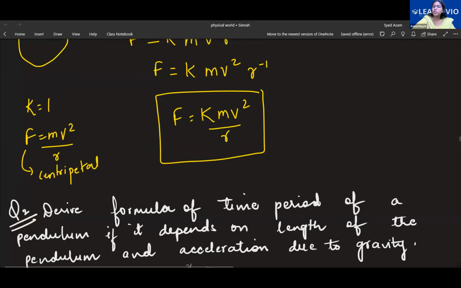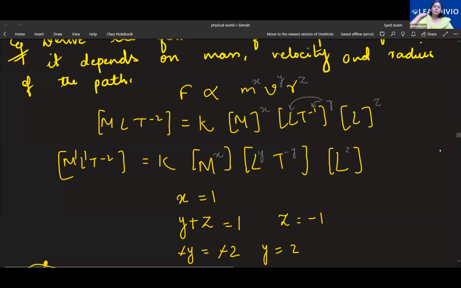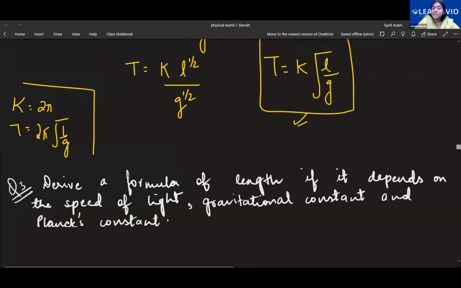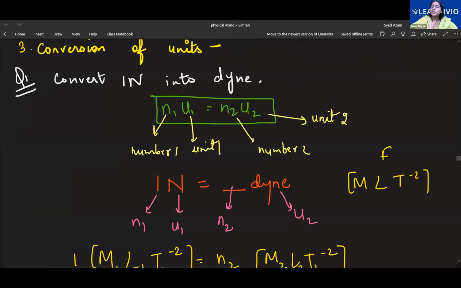You have to show these steps only, what we have studied. Derivation of a formula: you write down the powers, you see the proportionality, you just equate the powers on the left hand side with the right hand side. That's it. This is the second part of the chapter, which you should know. Third part was conversion of one system of units into a second system of units. These things we did. This one, n1 u1 is equal to n2 u2. This is the third part.